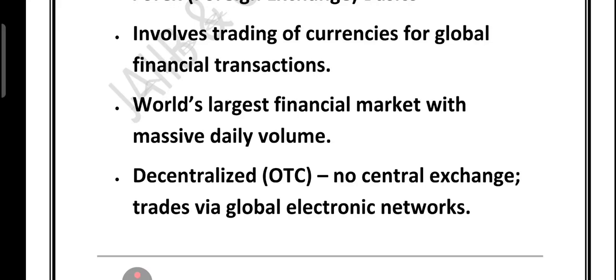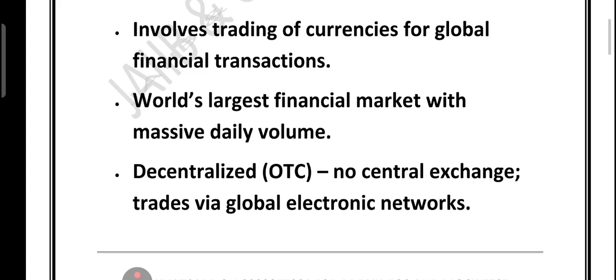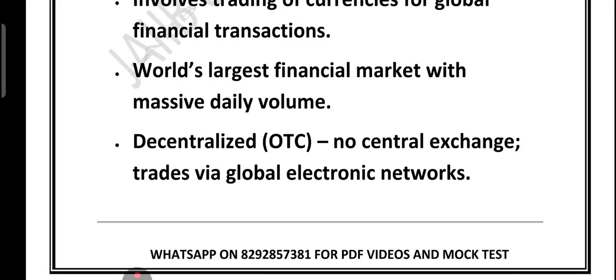It is actually the largest financial market in the world, where banks, companies, and investors trade currency for global business and investment. Unlike the stock market, forex is decentralized. What is the meaning of it? It means that there is no single exchange or location where the trading happens. That is called decentralization. You cannot say that this is a single exchange or this is the location where trading happens.